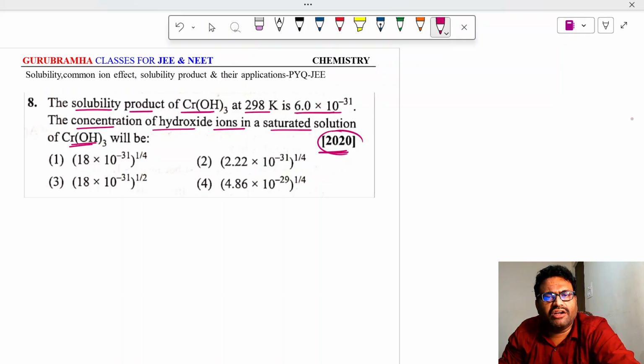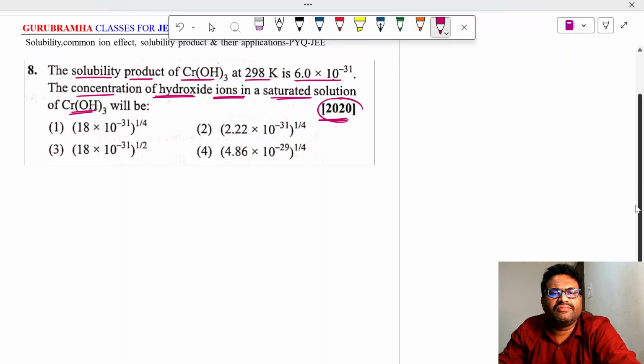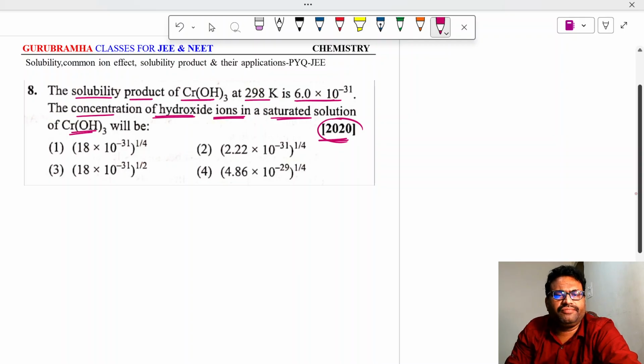So you can take it considering water. The solubility product of chromium hydroxide at 298 is given. What is asked? The concentration of hydroxide ions in a saturated solution of chromium hydroxide. Okay, so let us see that. Let us take a saturated solution. A saturated solution of chromium hydroxide produces chromium ions and OH minus ions.